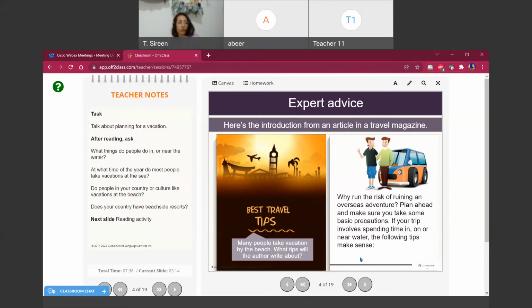Maybe building sand castles. Yes, and what else? Or riding. Some people ride horses on the beach, or they build sand castles, or they swim, maybe. Right? Yes.